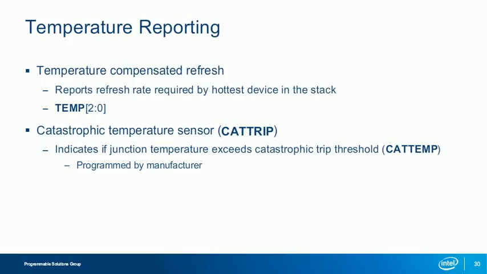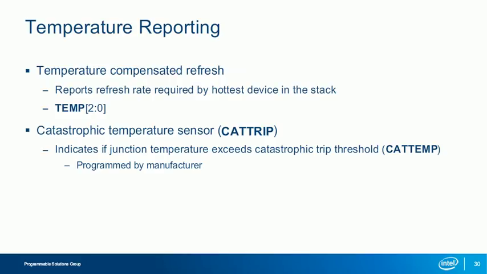HBM2 includes 2 temperature reporting features, temperature compensated refresh and the catastrophic temperature sensor. Temperature compensated refresh is performed by monitoring a 3-bit temp signal from the memory. The temp signal reports the required refresh rate for the hottest device in the memory stack. The refresh rate is determined by the vendor. This helps to maximize throughput and avoid excess junction temperatures by issuing refreshes only when needed.